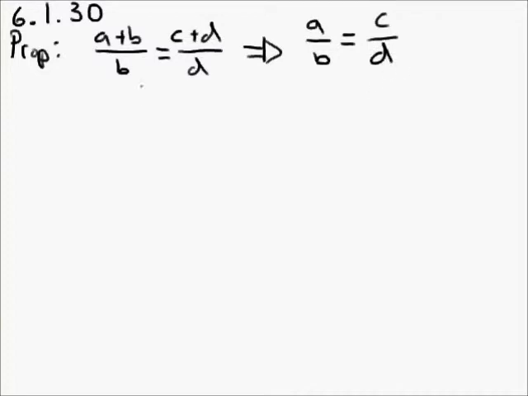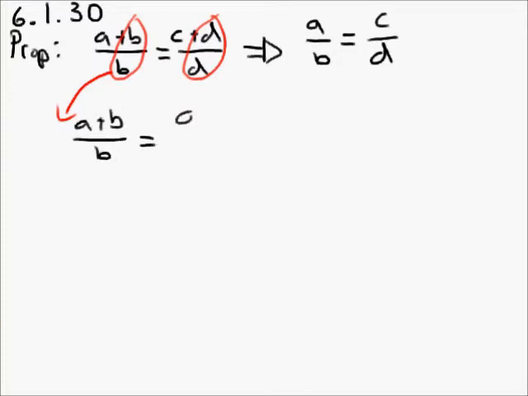I smell something fishy here. Take a look at this. I've got A plus B, my denominator is B, C plus D, my denominator is D. So I want to take a look at what's going on in that fraction: A plus B divided by B.